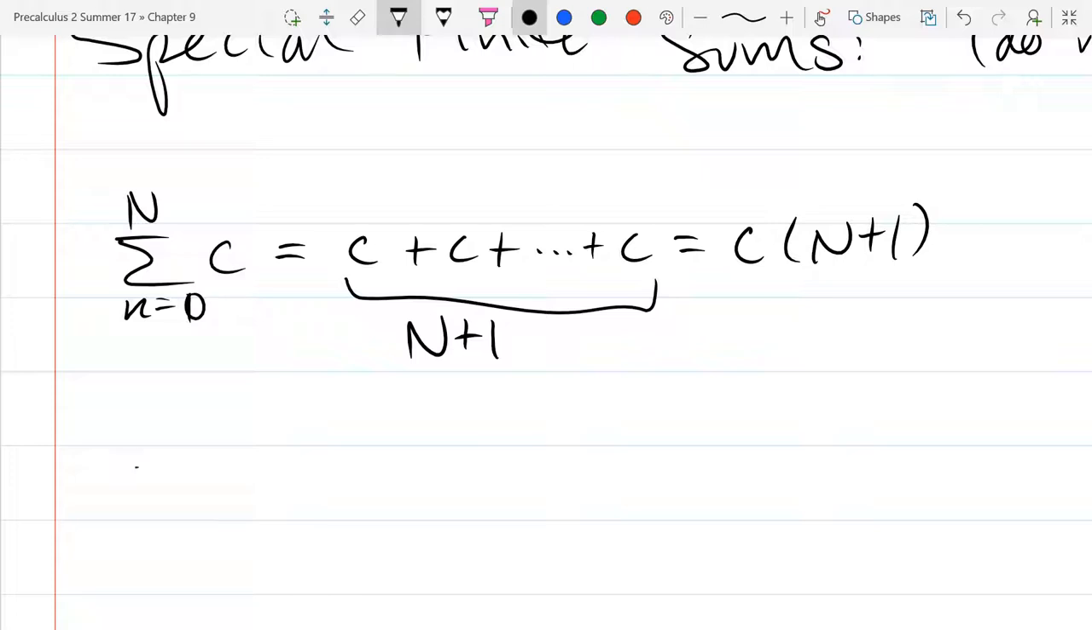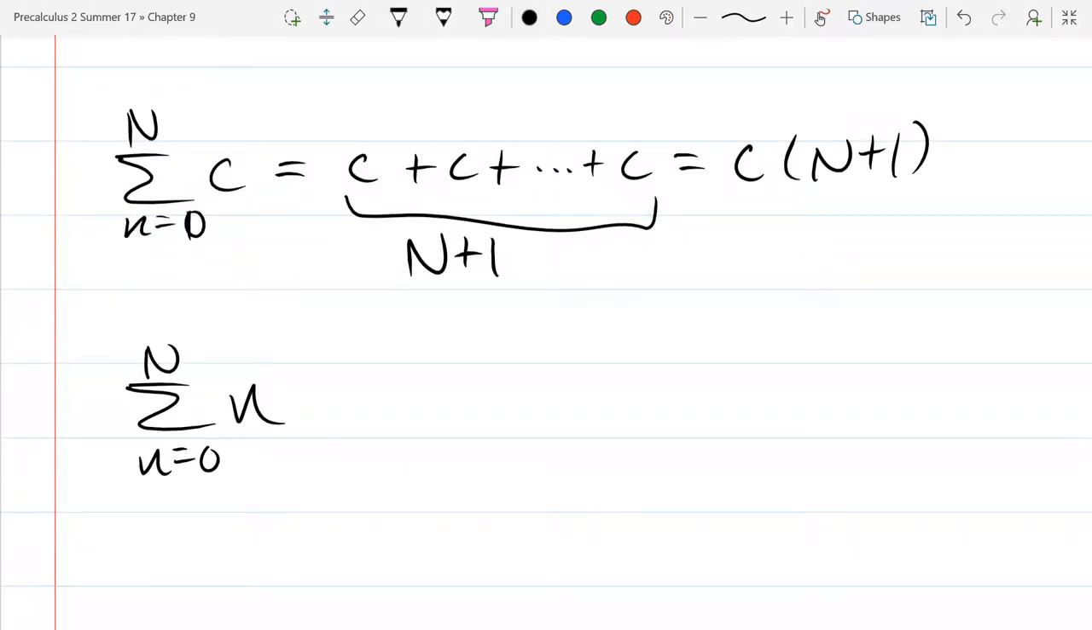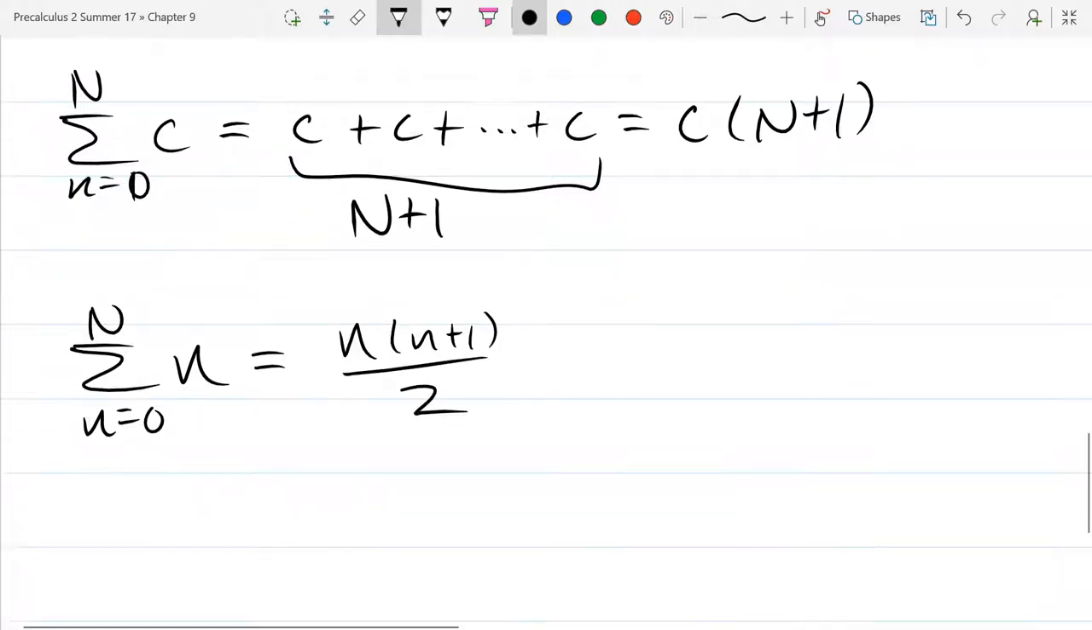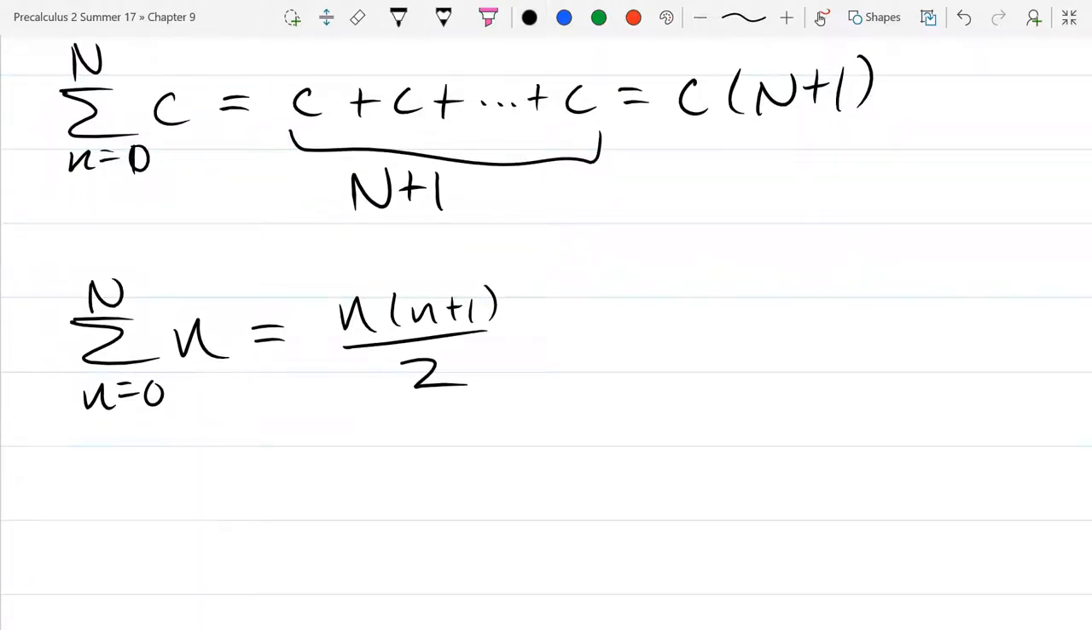Our next is a bit more complicated. This one could start at 0 because the first term is 0. I'm going to write down what this actually adds up to, and then we're going to see why. So this one adds up to N. Oh, and that should be capital N.